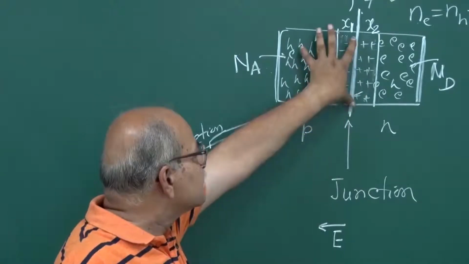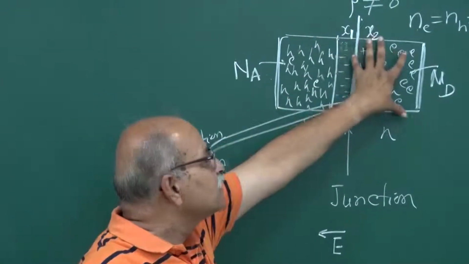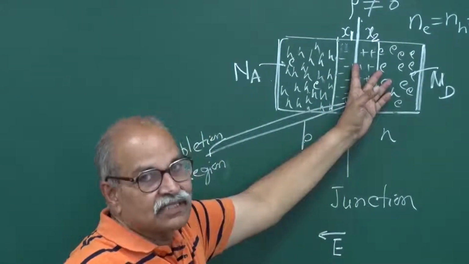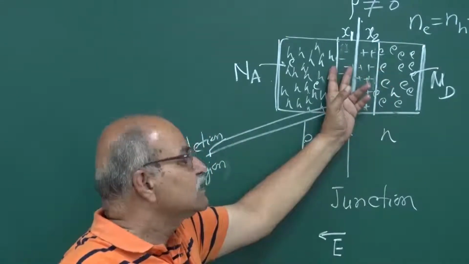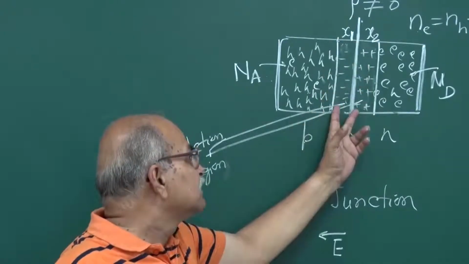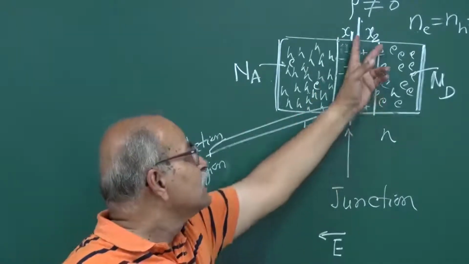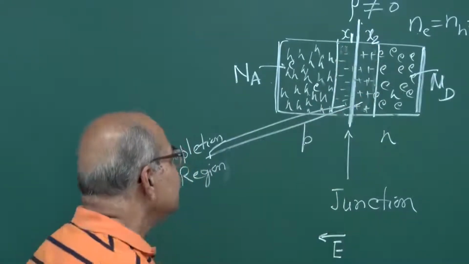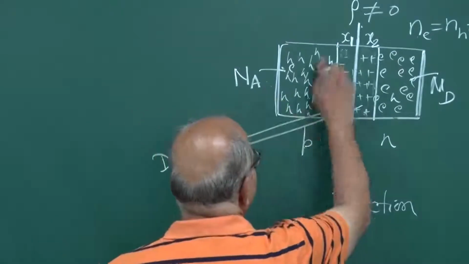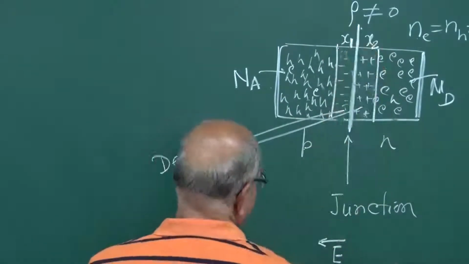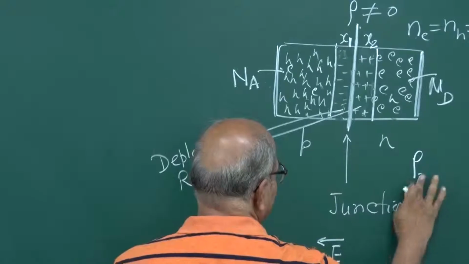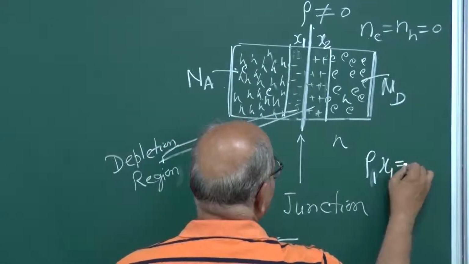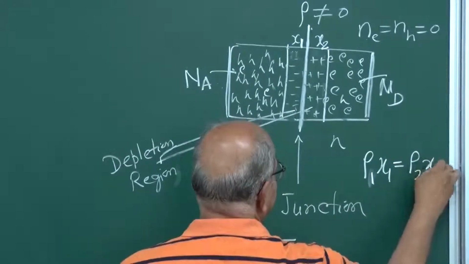How many acceptor impurities per centimeter cube, how many donor impurities per centimeter cube, that will decide this. If you have large density here and a smaller density here, and if these holes are to neutralize these electrons or these electrons are to neutralize these holes, a small width is sufficient to neutralize a larger width here, and therefore x1 and x2 will be different. And you can always have this relation: rho 1 times x1 is equal to rho 2 times x2.